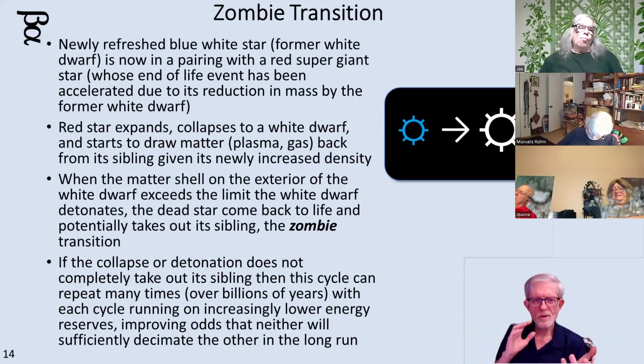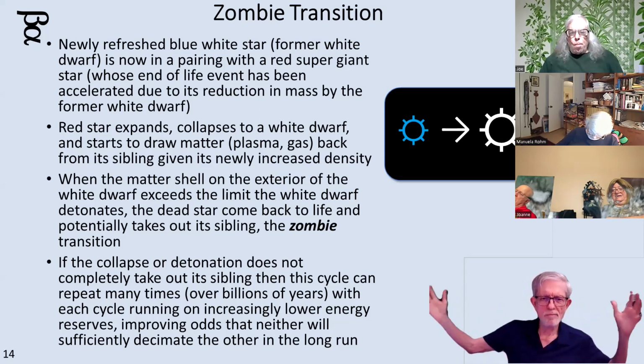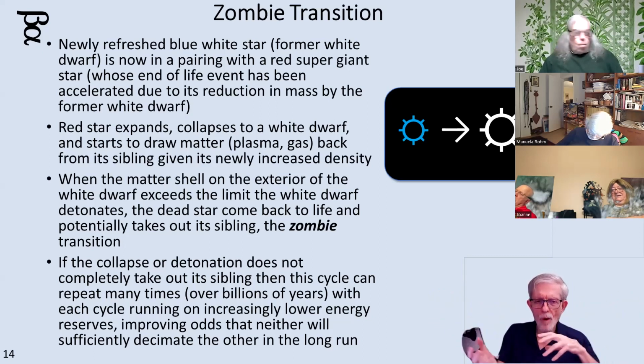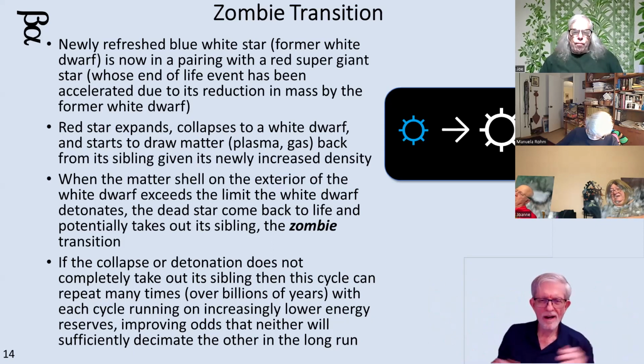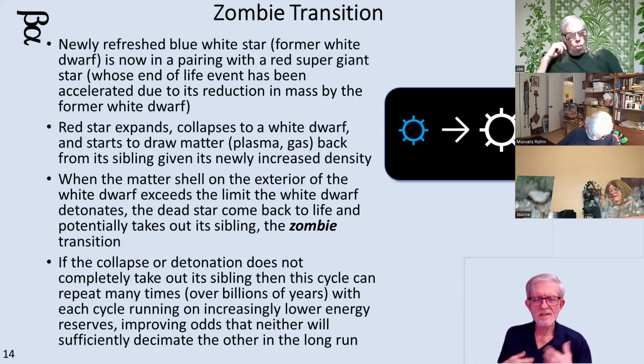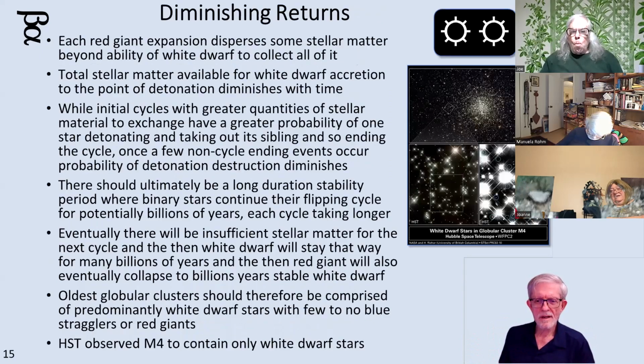But these are cycles that might take millions to billions of years to go back and forth. And every time it cycles, it reduces the total amount of energy, because when that red supergiant was bloating out, or when the white dwarf was detonating, it pushes out material. And the more material it pushes out cycle after cycle, the less likely that that detonation is going to destroy both stars. So now what we have is diminishing returns.